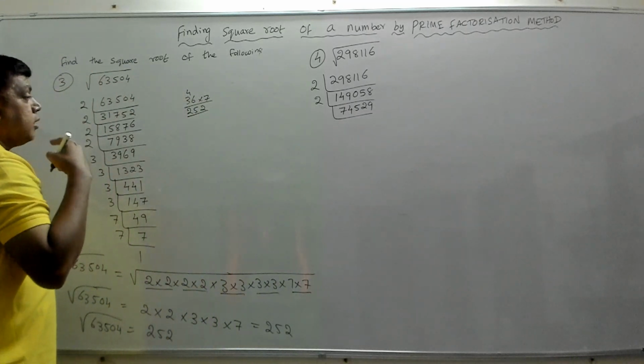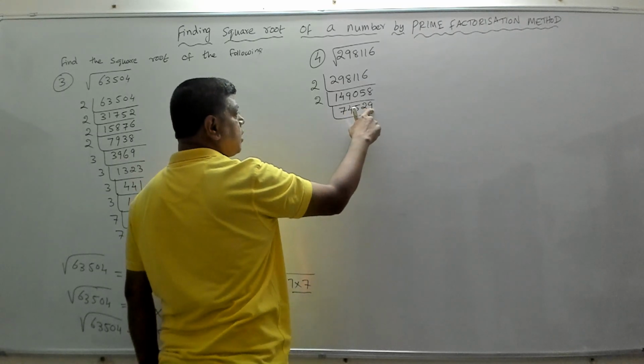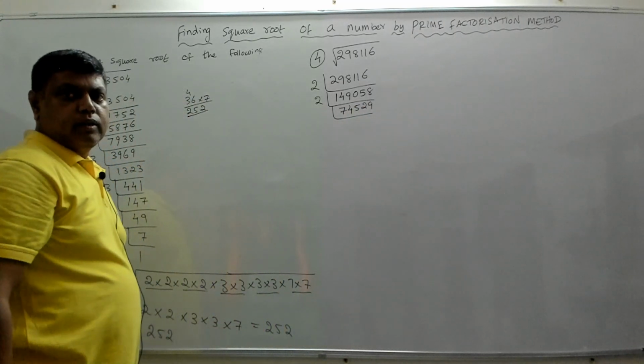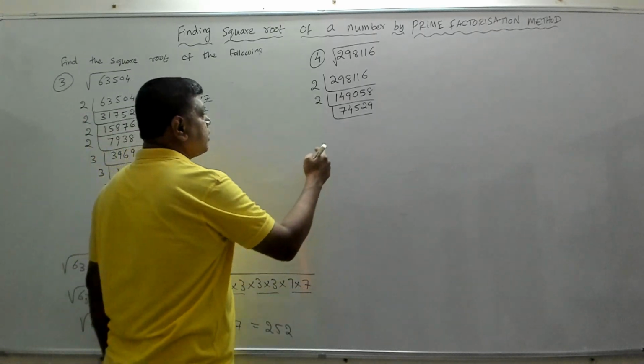Right? Now again 2 is over. This number will not go in 2 because the last digit is not an even number. So we have to go to the next prime number, which is 3. Does it go in 3?